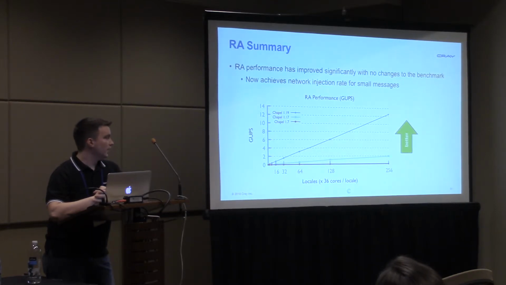So this is a combined graph that in red shows Chapel 1.7, in light blue shows Chapel 1.17, and in dark blue shows Chapel 1.19. And again, with no source code changes.